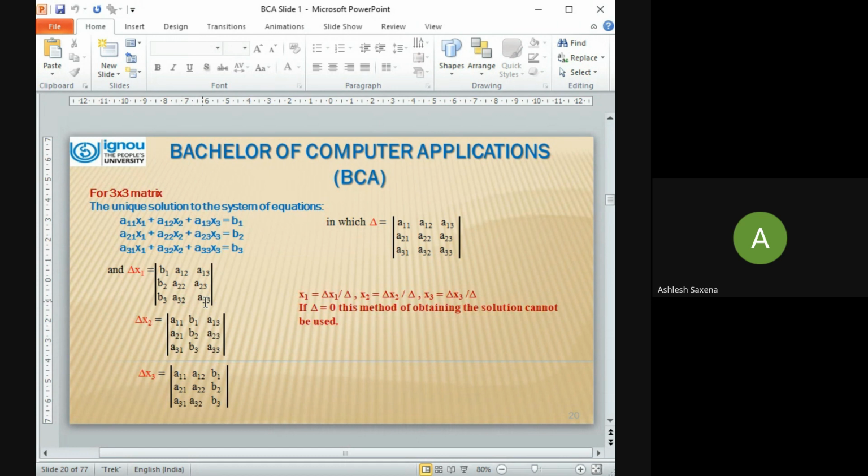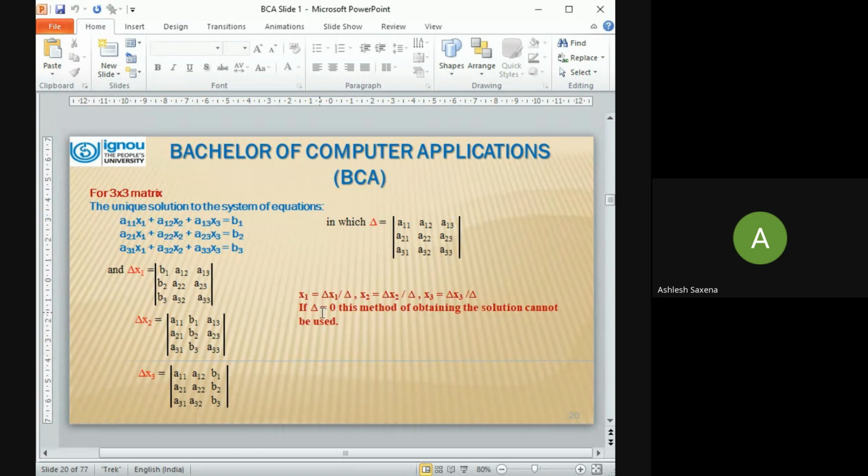Similarly for delta x2, what will I be doing? I will be replacing this with B1, B2, B3. Here you can see. And for the third one, I will be replacing this by B1, B2, B3. I will be getting 4 numbers, one here, one here, one here, one here.